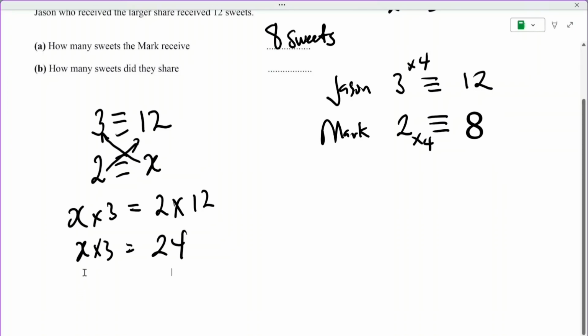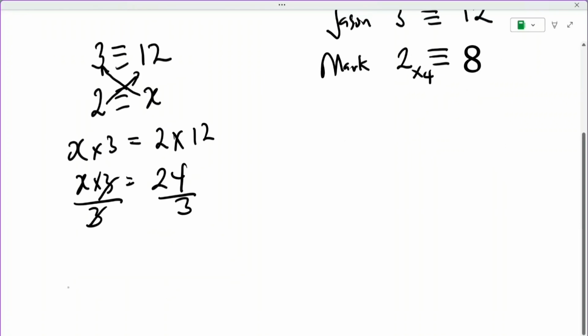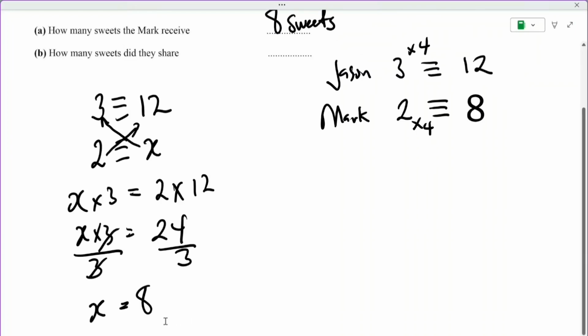Since we're looking for X, and X is linked to 3 by times, the inverse is dividing by 3. Divide both sides by 3 to get the 3 off the X, so the X can stand alone. We have 3 cancels 3. X equals 24 divided by 3 would give you 8. So we get the same answer using methods that are quite different.